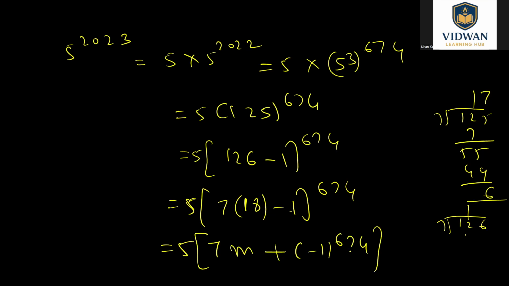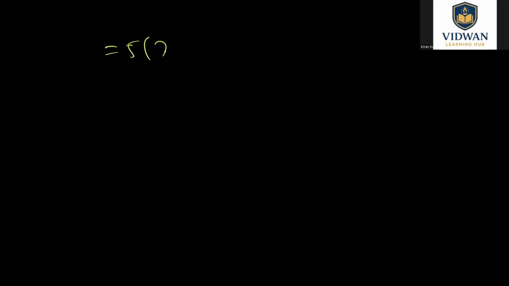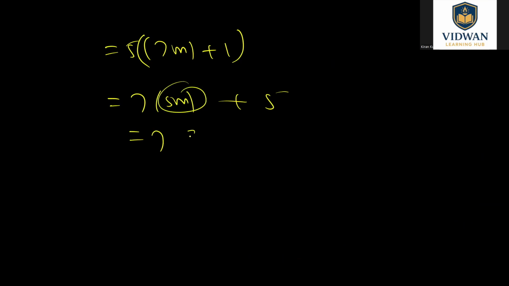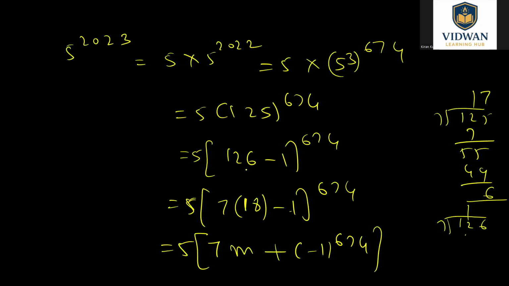And (minus 1) power 674 will be anyway plus 1. So it is 5 into (7m plus 1) inside. So if you open the bracket, it is 7 into 5m plus 5. So it is a multiple of 7, 7 into some q I can call it, plus 5. So this is the remainder, q is the quotient. So the answer is 5. That manipulation you should get actually. That is the main problem. But mainly why I chose 126, because in multiples of 7, the one which is divisible is not 125, it is 126. That's why I took 126.